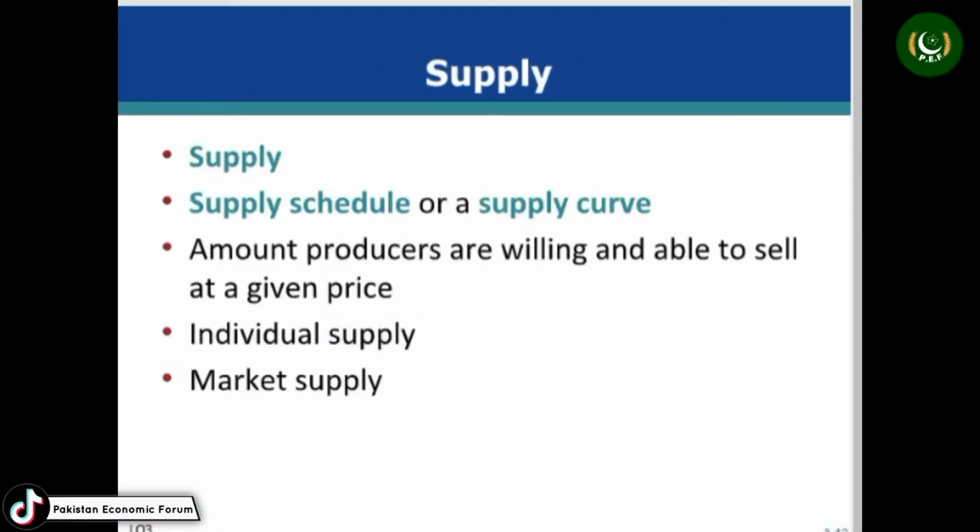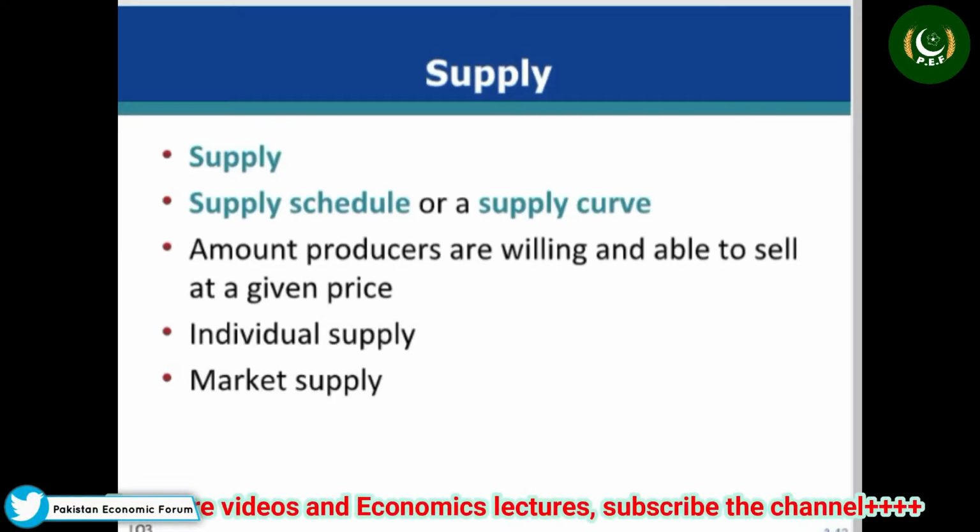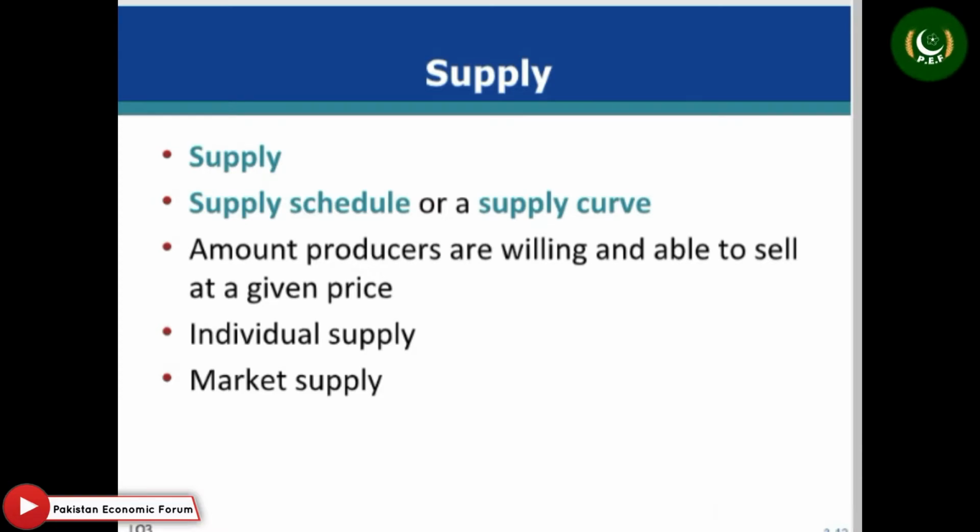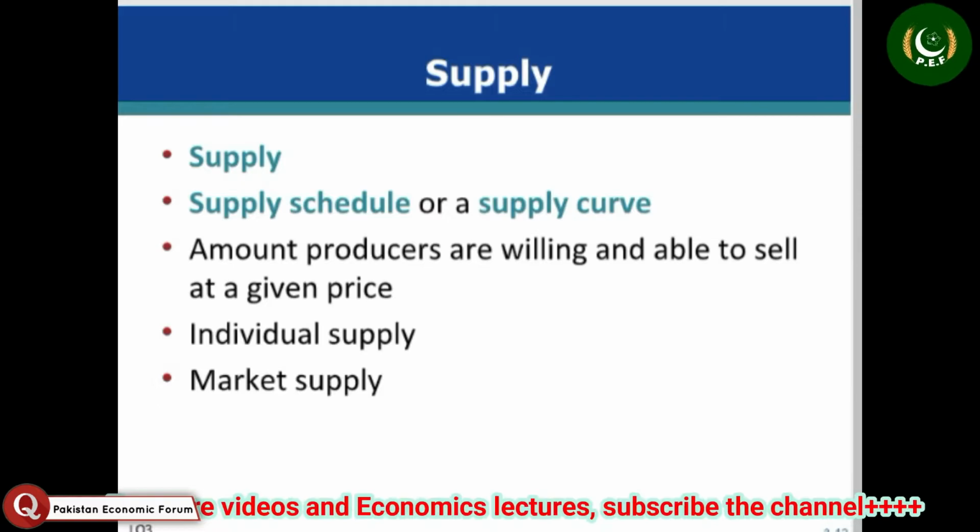To be part of the supply of a good, producers have to be willing and able to produce the good. When creating supply, we are assuming that the only factor that causes firms to produce more or less is the price of the good. It is assumed that all other factors that influence the amount that firms will produce are constant. Market supply is created by summing the individual firms' supply curves.